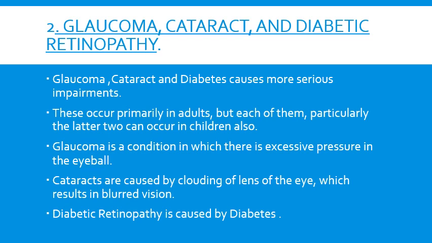Next is cataract. Cataracts are caused by a clouding of the lens of the eye, which results in blurred vision. In children, the condition is called congenital cataracts. It seriously affects distance and color vision. Surgery can usually correct the problems caused by cataracts. Then the last is diabetic retinopathy. Diabetic retinopathy is caused by diabetes. When there is interference with the blood supply to the retina, this condition occurs.